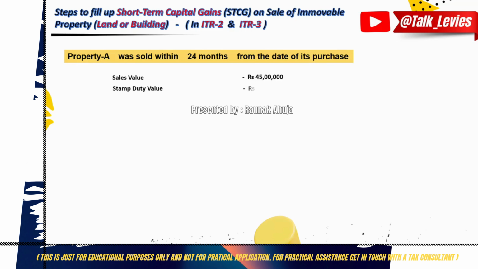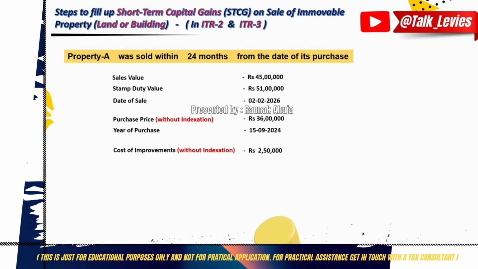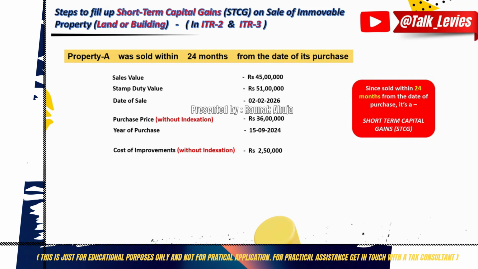Sales value, the stamp duty value of the property, the date of sale, the purchase price without the indexation benefit, the year of purchase, and the cost of improvements, that is the cost of major repairs. Again, that too without indexation. Now, since it's being sold within 24 months from the date of its purchase, it's a short-term capital gain.